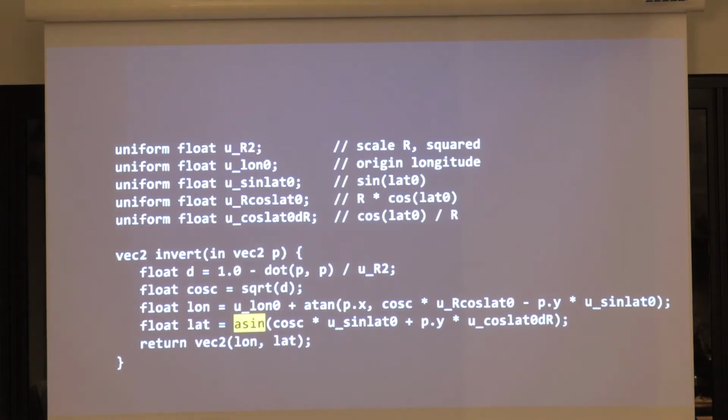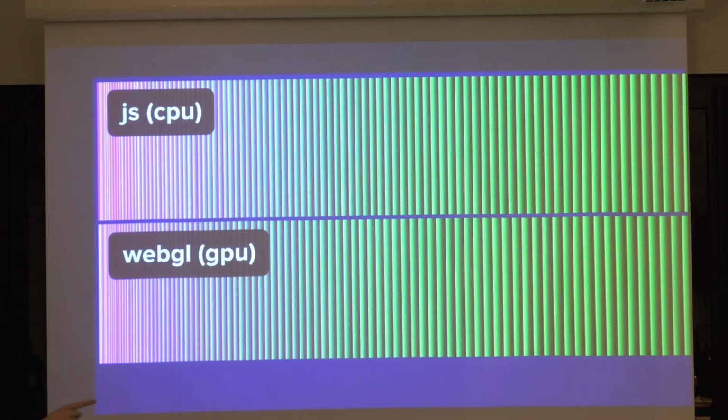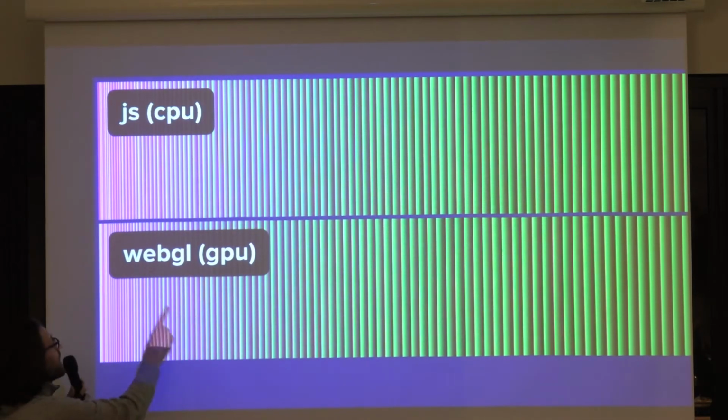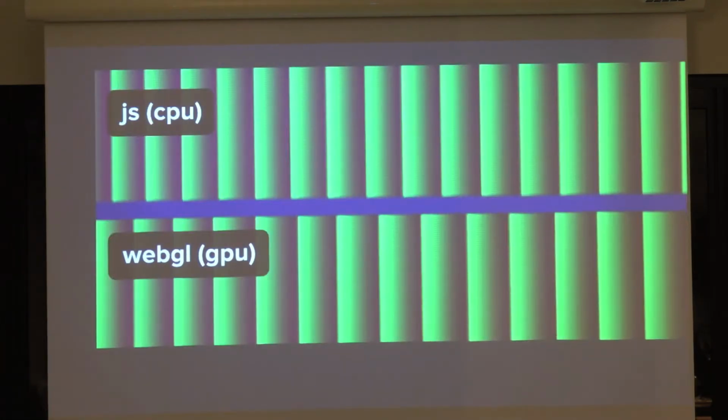So I created a little program and asked the user to run it. This is the output of arcsine on that user's computer using JavaScript, which runs on the CPU, and WebGL, which runs on the GPU. It does not line up. Arcsine is wrong.